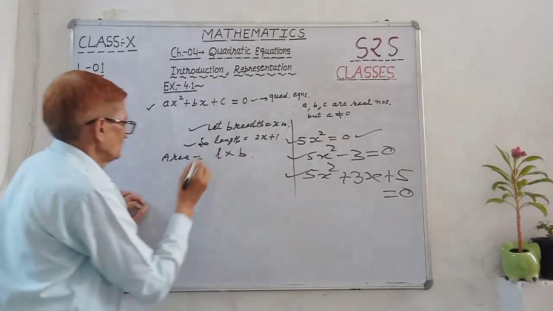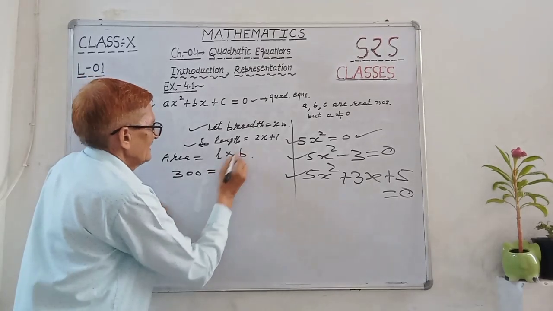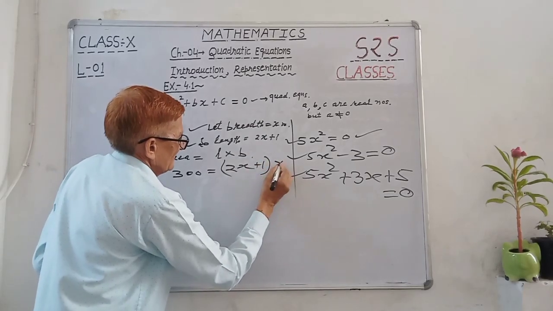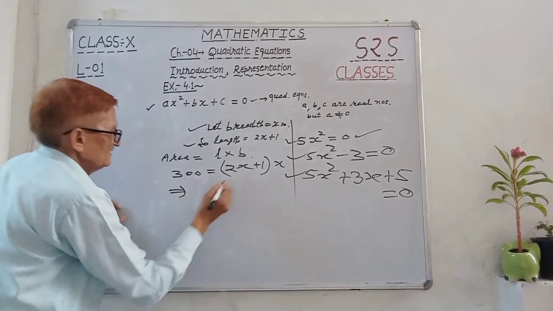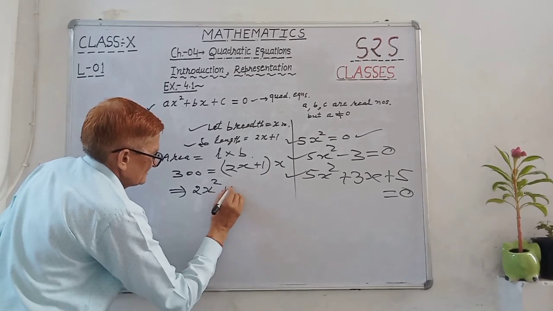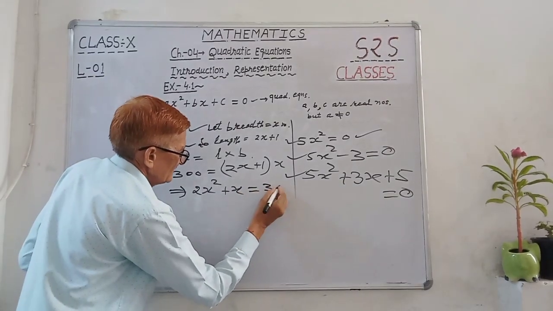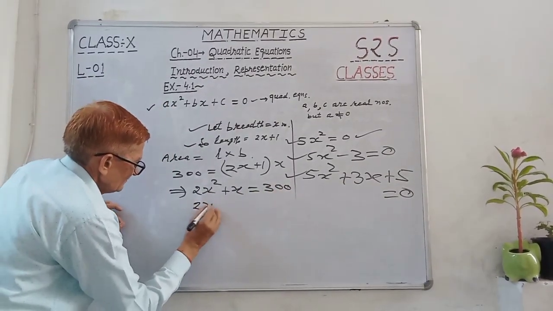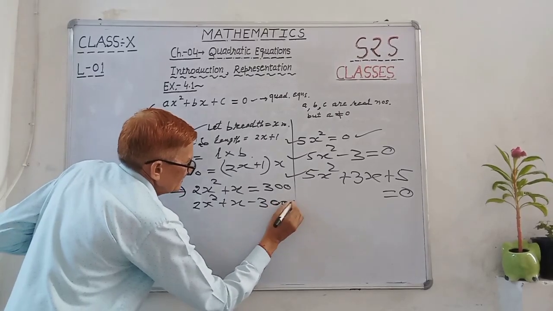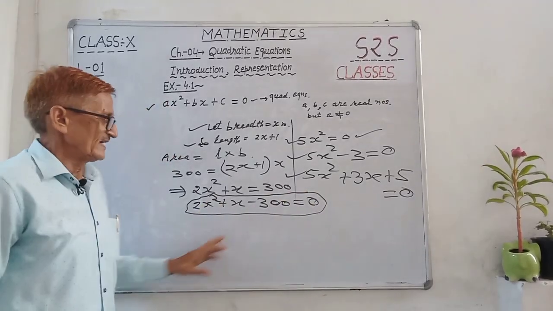We know length into breadth. Then area is given 300 square meter in the situation, and length is our 2x plus 1 into breadth is our x. Then here we can say 2x plus 1 multiplied by x, then 2x square plus x is equal to 300, and 300 will come to this side. Now 2x square plus x minus 300 is equal to 0. So this situation converts into a quadratic equation.